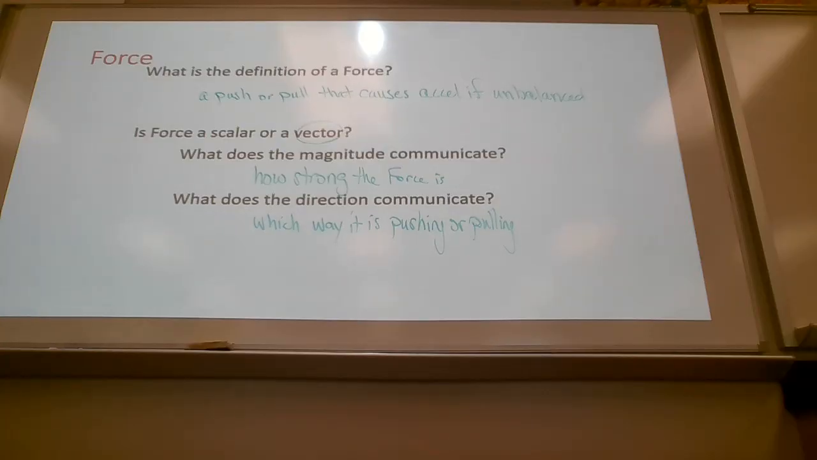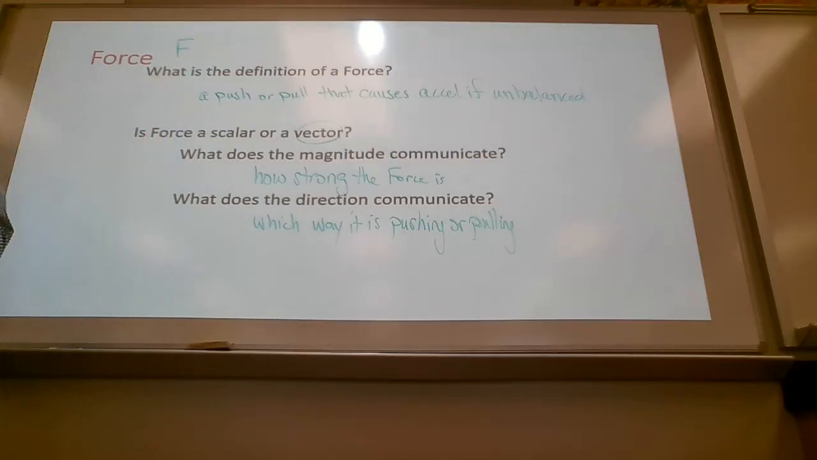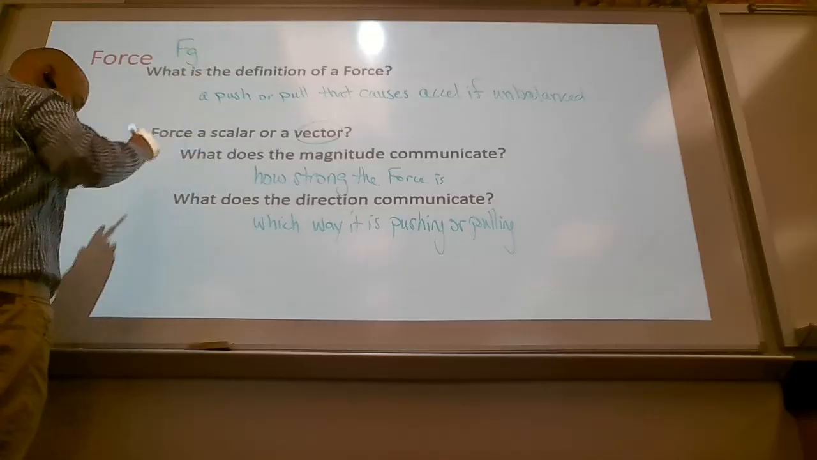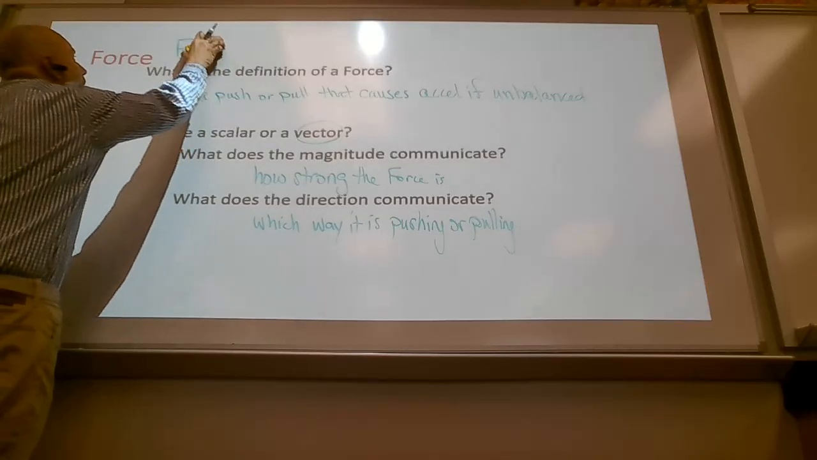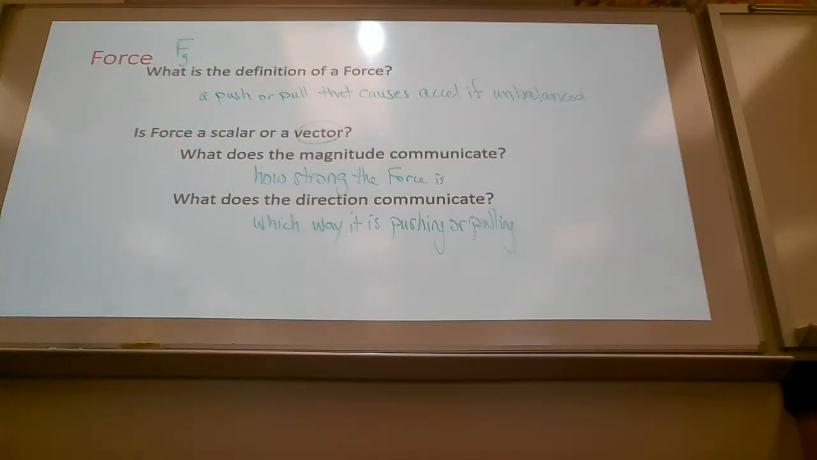So when we look at forces, the variable for a force is a capital F. We're going to have 6 different types of forces. To make a distinction between the forces, we're going to use little subscripts. So the first one is gravity, and it's going to be F with a subscript g. Does that make sense? So that's how we distinguish what type of force we're looking at.